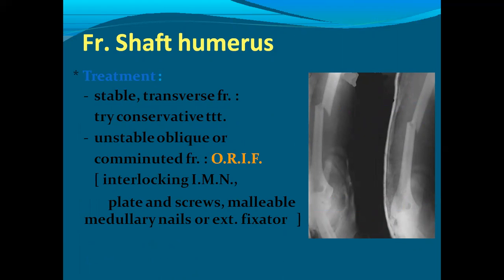mostly conservative treatment. Conservative treatment is the same, a tight bandage. An unstable oblique or comminuted fracture may need open reduction internal fixation. Open reduction internal fixation is where we have to open, expose the bone, and reduce it, meaning fixing it with the help of either a nail or plate or rod or screws or K-wire.